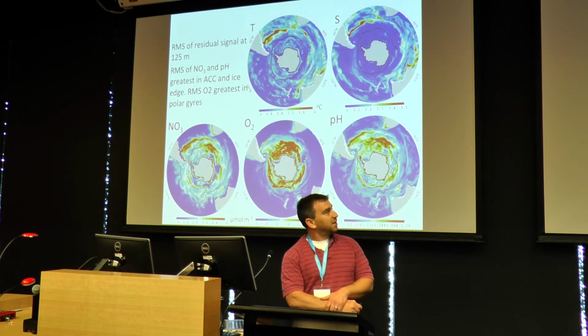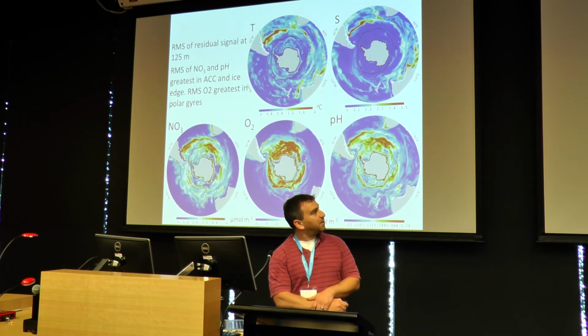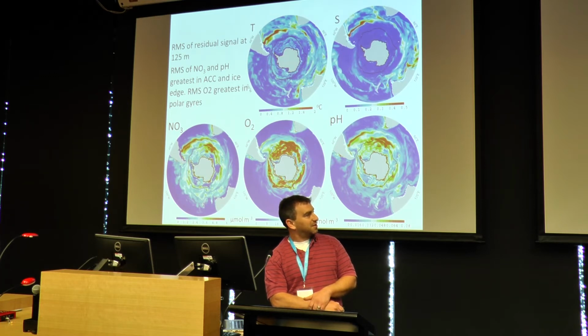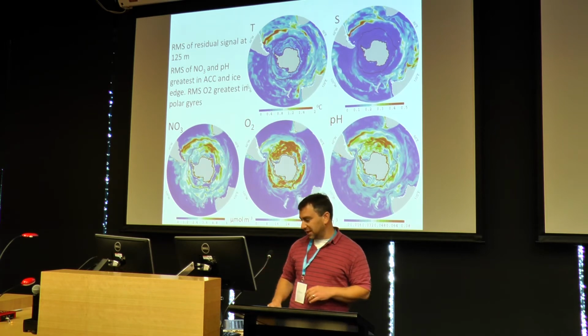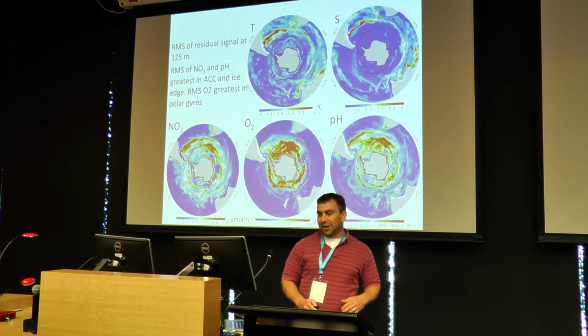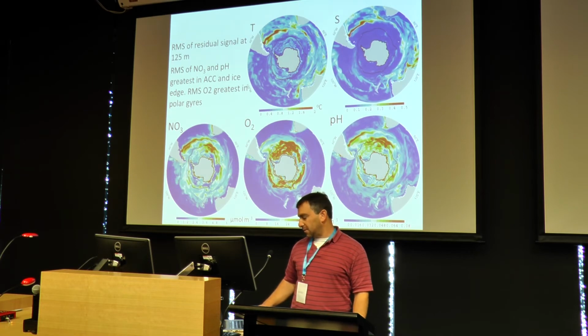Temperature and salinity, you really notice the subantarctic front, whereas nitrate, you notice the subantarctic front, but you also really notice the ice edge. Oxygen is just hugely variable in the polar gyres, and pH is somewhat like nitrate, somewhat like oxygen. So all these variables vary in different ways. They don't project together, but they do have a lot of the same covariances.